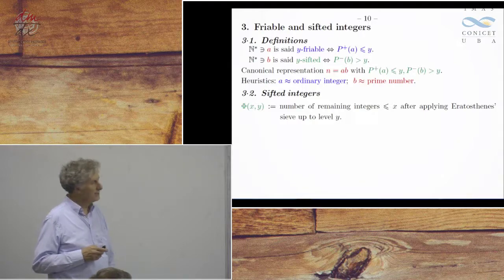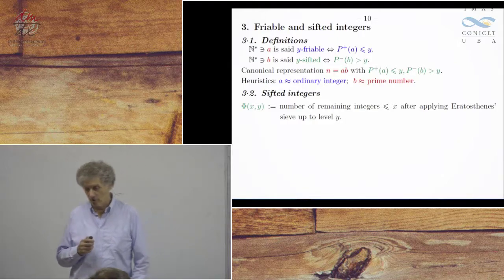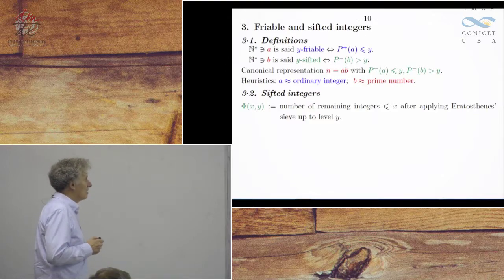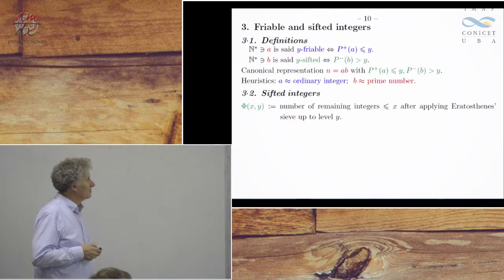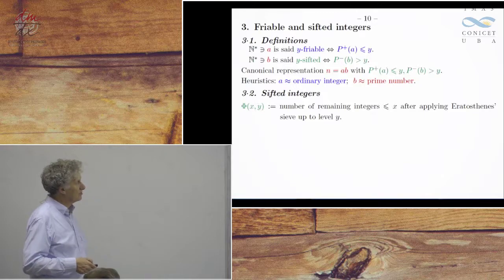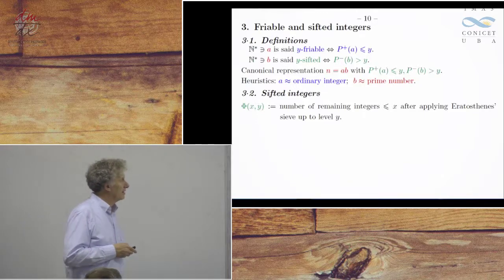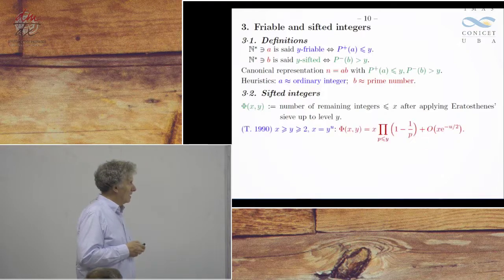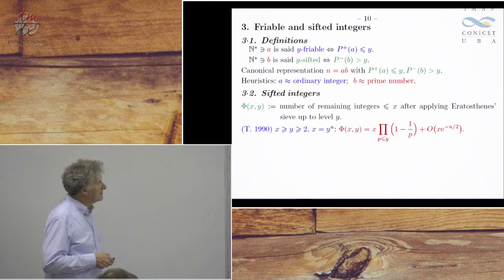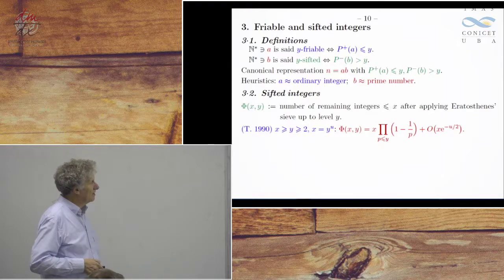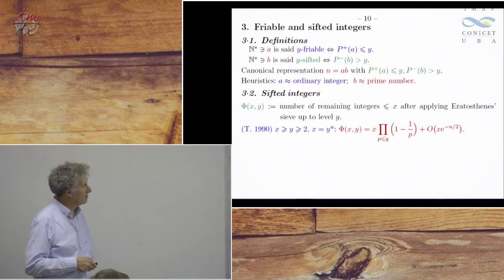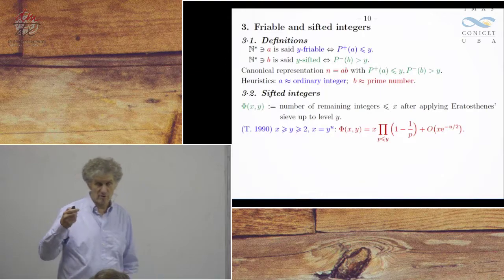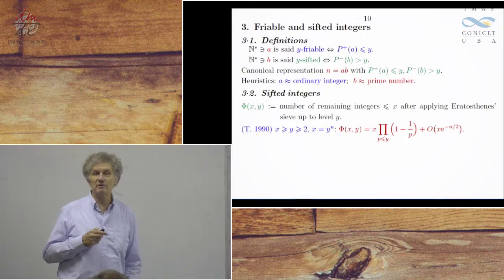So let's start with the sifted integers, which are much better understood, since many years, actually more than 2,500 years. So phi of x, y is the number of remaining integers after applying the sieve of Eratosthenes. I proved in 1990 that you have this approximation. So you have here the probabilistic main term, and you have an error. And the error is e to the minus u, which recalls the e to the minus c u in Kubilius's result.